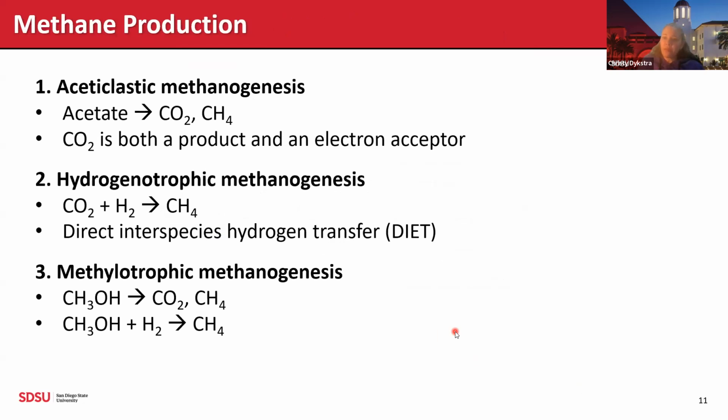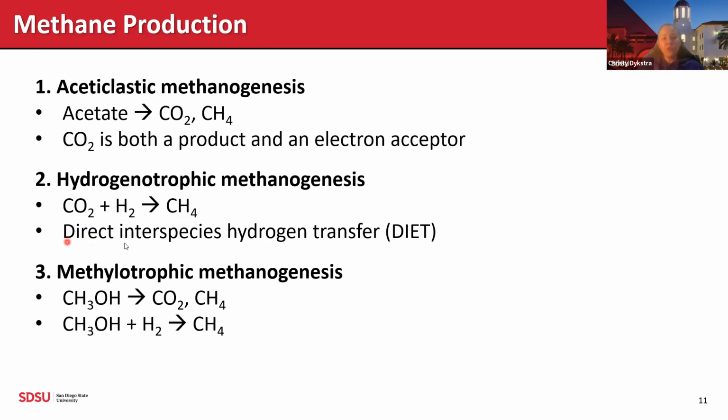So there's 3 types of methane producing microbes. There's the acetoclastic methanogens. These guys, as I mentioned, take acetate and take one of the carbons from acetate and make CO2 and the other carbon and make methane. In this case, CO2 is both a product and an electron acceptor. So it's in a way balanced the same way as you would a redox reaction.